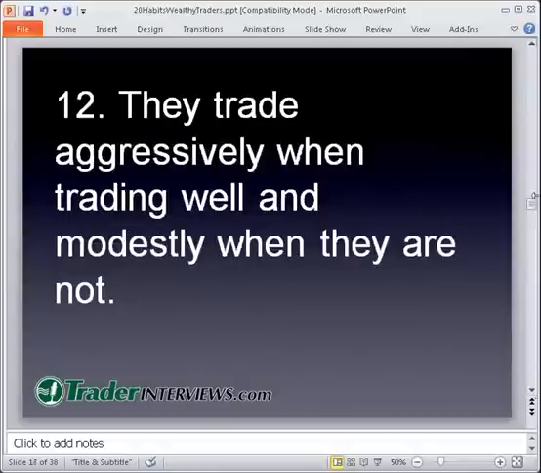Number 12. They trade aggressively when trading well and modestly when they are not. This is another one of Dennis Gartman's ones. He's always said, if you want to do well as a trader, you want to be a wealthy trader, do more of what's working and less of what's not. He will tell you that that is the secret to being a millionaire trader.